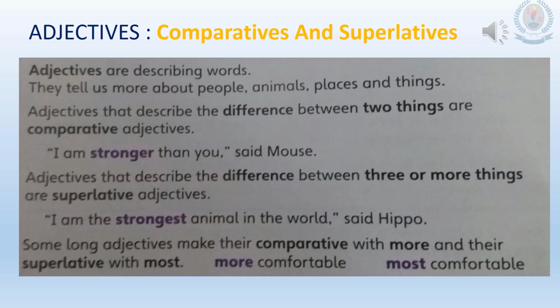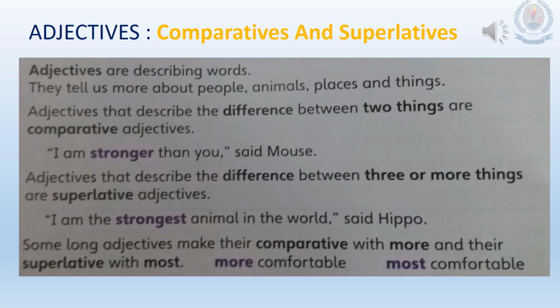Adjectives that describe the difference between two things are comparative adjectives. So we use adjectives to describe two things, and we call that comparative adjectives. Look at this example: "I am stronger than you," said Mouse. So here they have used two things, so we use comparative adjectives.